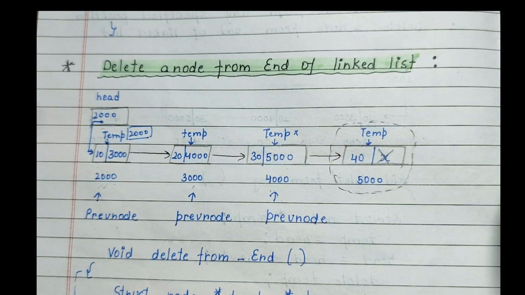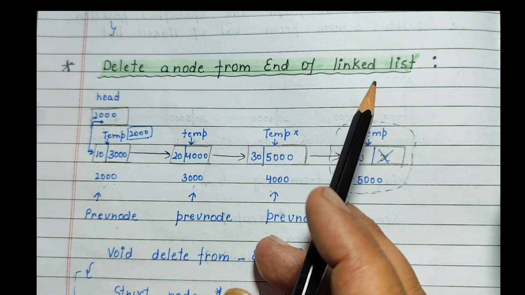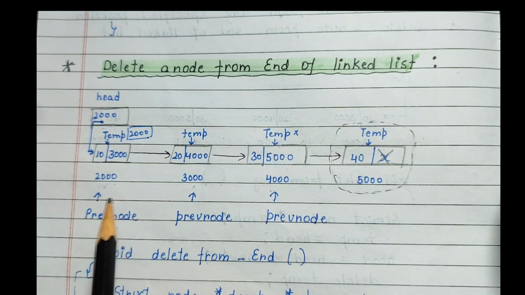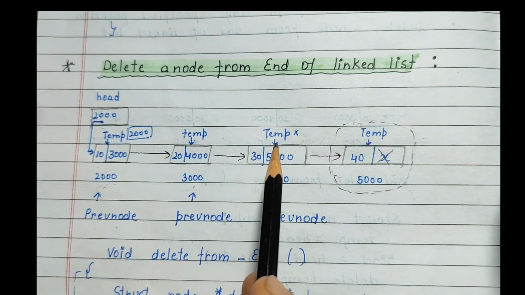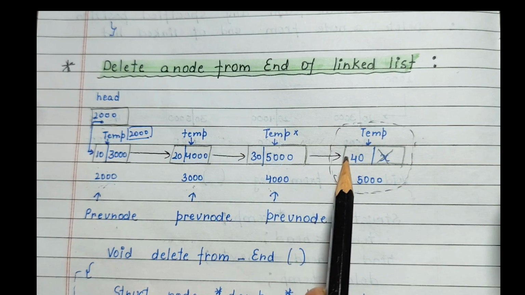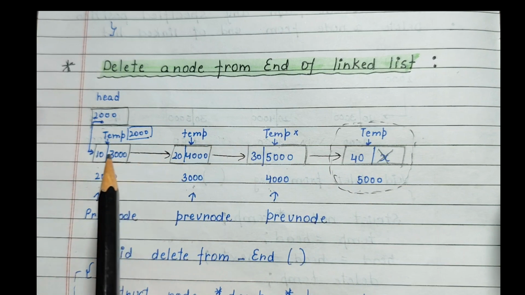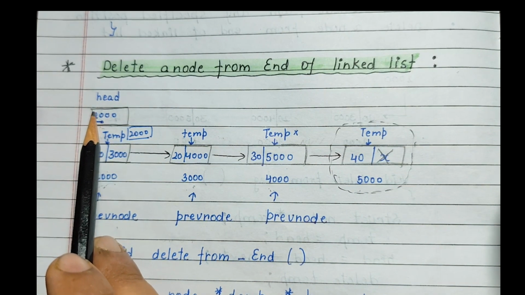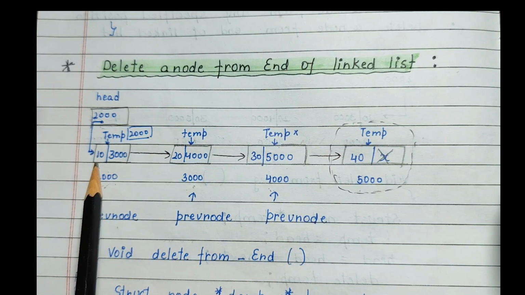In today's session, I will discuss how to delete a node from the end of the linked list. Suppose we have a linked list of 4 nodes. First node has 2000 address, second node has 3000 address, third node has 4000 address, fourth node has 5000 address. And the linked list is started by the head pointer, and head pointer has 2000 address. It means head points to the first node that has a value 10, and this node has 2000 address.